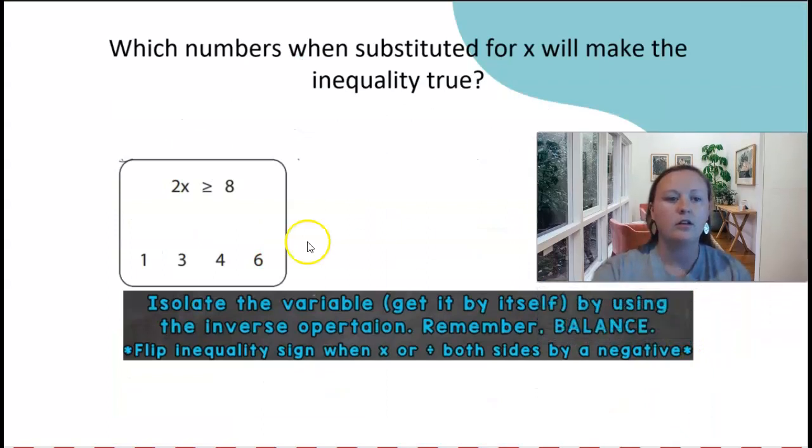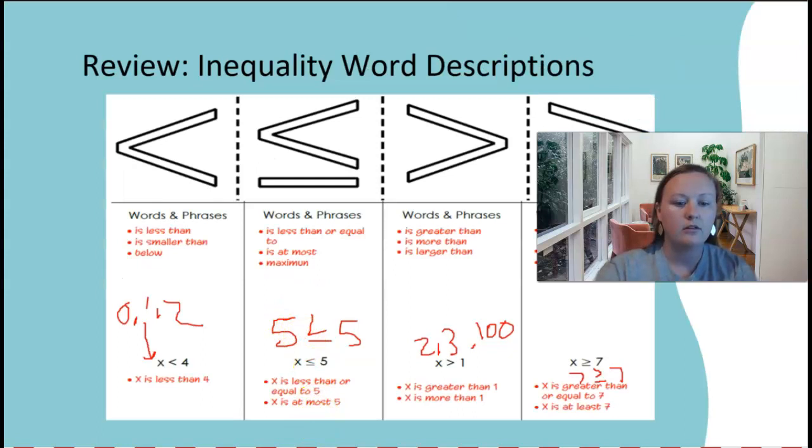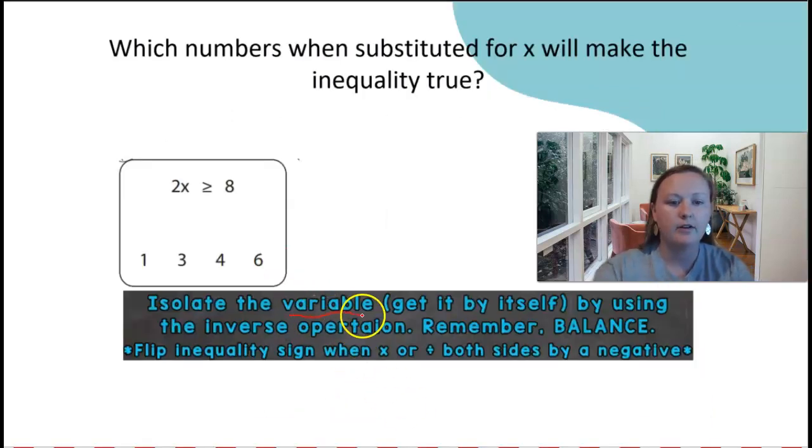So remember, when we see a letter like X, we call that a variable. Okay, that's a variable. And when we see an inequality, we want to get the variable by itself. The way we do that is by using the inverse operation. And the inverse operation just means we're going to do the opposite of what's happening.